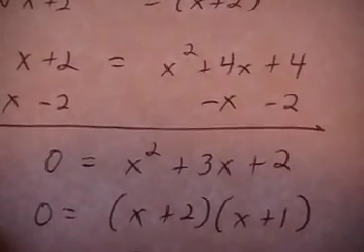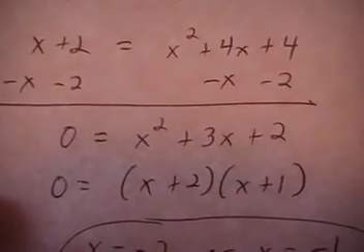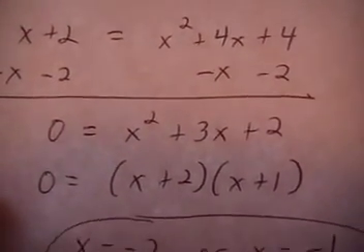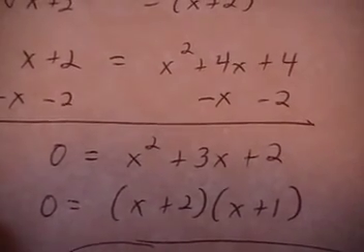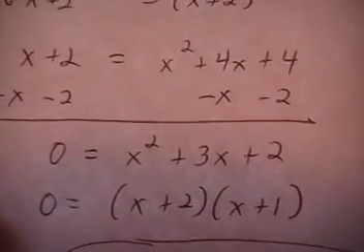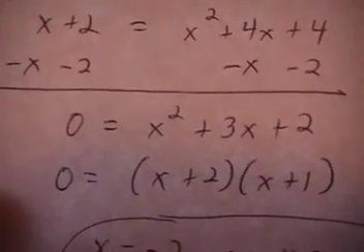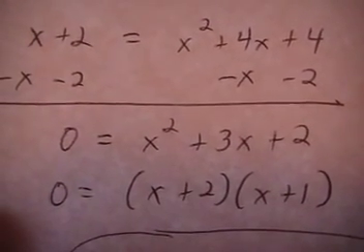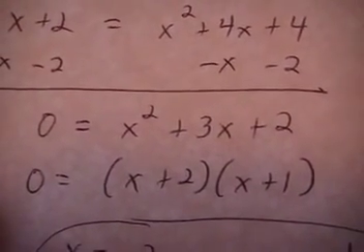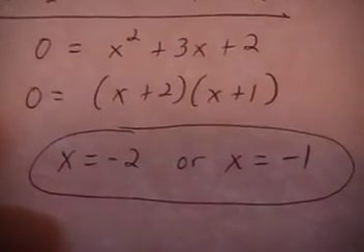Yes, the quadratic formula would work, but if you can factor it, it's a lot less work. And here, x plus 2 times x plus 1 is what makes x squared plus 3x plus 2. We needed two numbers that multiply to 2 and add up to 3. Then, because you have a product equal to 0, you can set each part equal to 0. So either x plus 2 equals 0 or x plus 1 equals 0. Leading to two answers, x equals -2 or x equals -1.